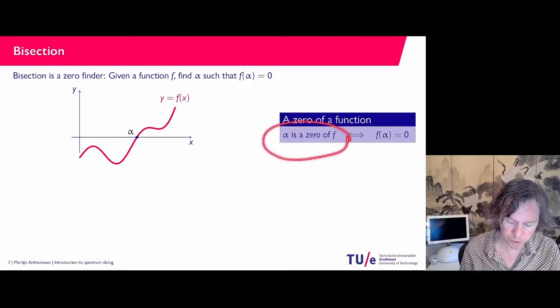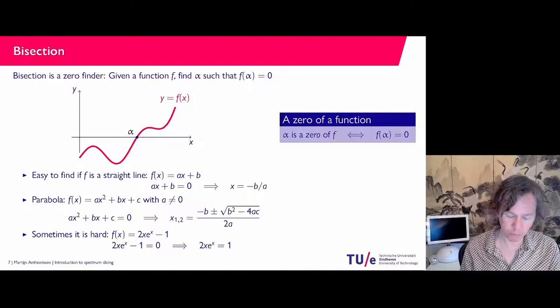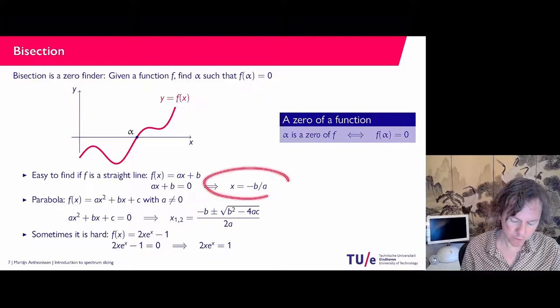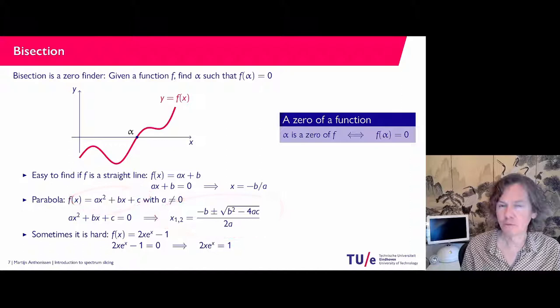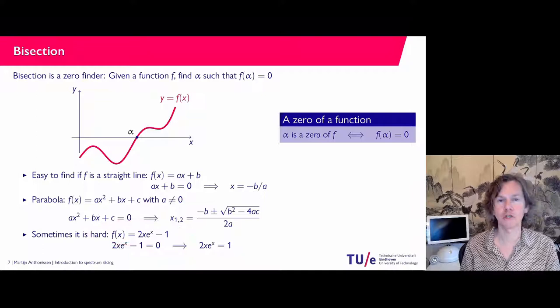And as you know, sometimes that's a very easy problem. So if you have the graph of a straight line, then you can simply find it like this. If you have a parabola, then you have the ABC formula. But sometimes it's also harder. So even for a simple function like this, 2 times x times e to the power x minus 1, you will not be able to find an analytical formula for the zero, but you can still do numerical approximation. And bisection is one of those methods.